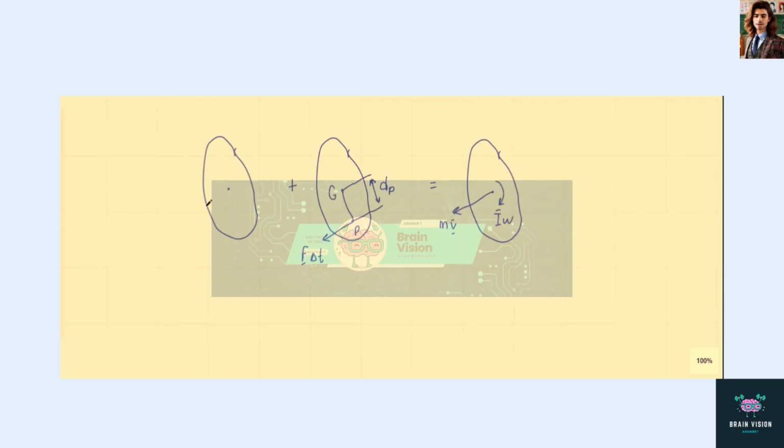So initially we have the system at rest, so it has no momentum. Then we have an impulse, F delta t, acting along the center of percussion. And finally, we have the mass center of the system moving with momentum m v bar and rotating with I omega, which is its angular momentum.